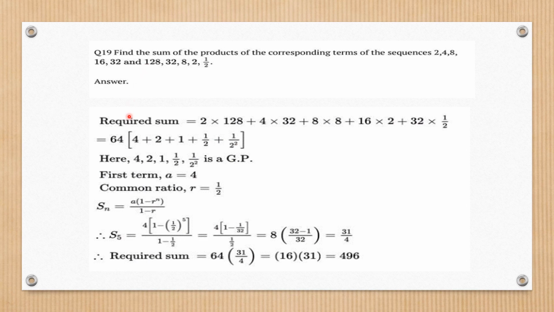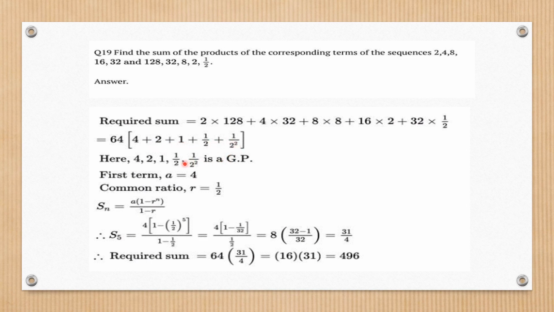So the required sum will be like this: 2 into 128, as you have to multiply the corresponding terms, plus 4 into 32, plus 8 into 16, plus 16 into 8, plus 32 into half. Can I take 64 common? Yes. So when I take 64 common, I will find it as 4 plus 2 plus 1 plus half square.